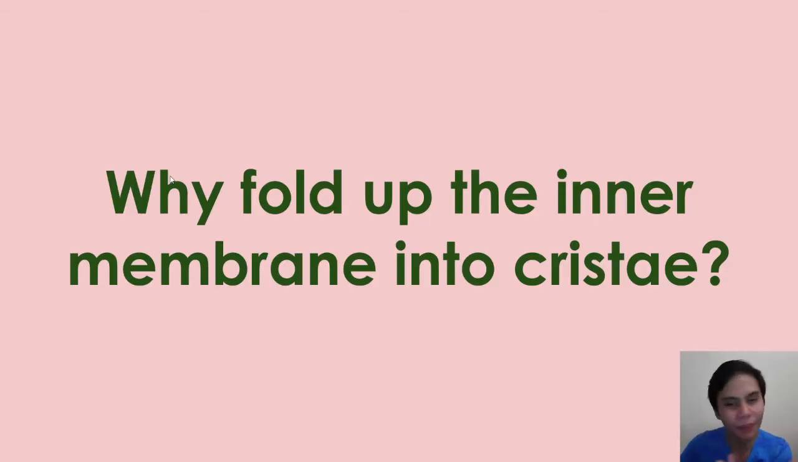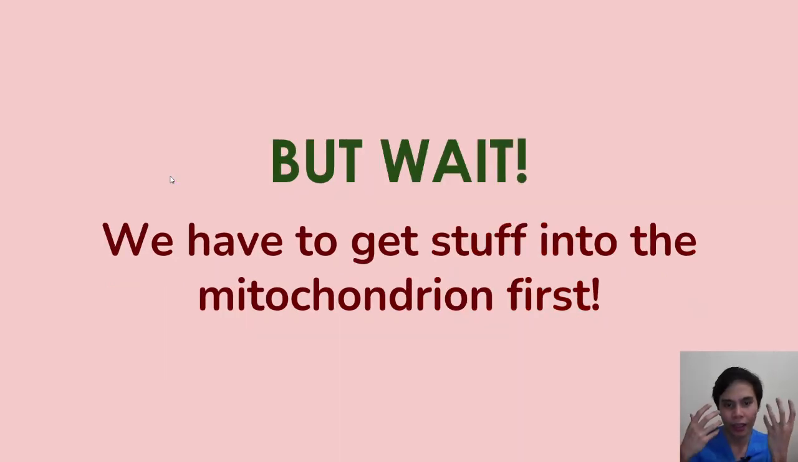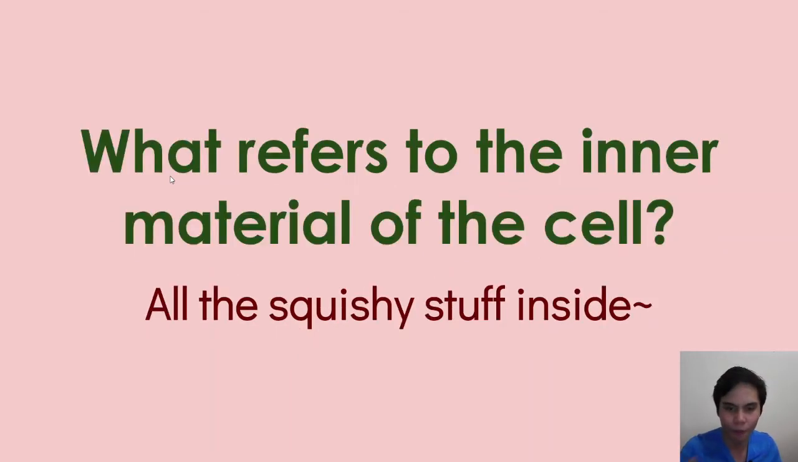So why fold up the inner membrane into cristae? Why have these wrinkles on your inner membrane? That's because, again, more surface area. That's more space for enzymes, meaning more molecules for ATP synthesis. So how do we get stuff into the mitochondrion in the first place? How do we start processing your glucose?